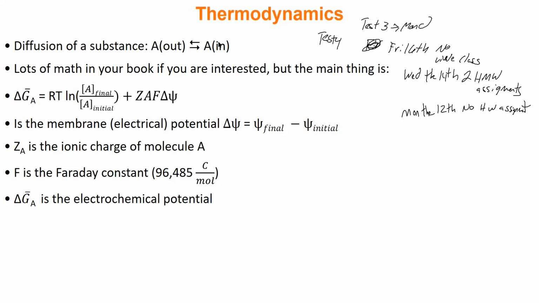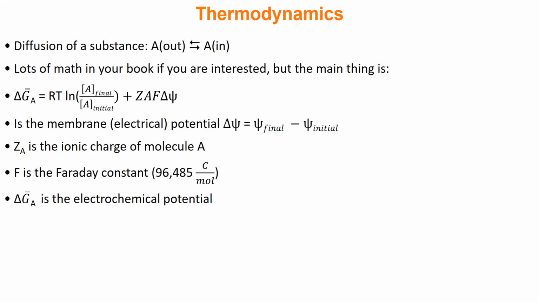And we're going to continue to talk about the plasma membrane of cells. And now we're going to talk about the thermodynamics of the plasma membrane. And when we're talking about thermodynamics of the membrane, we're talking about substances going through the membrane, either diffusing out of the cell or into the cell.